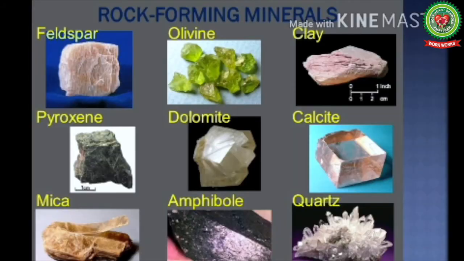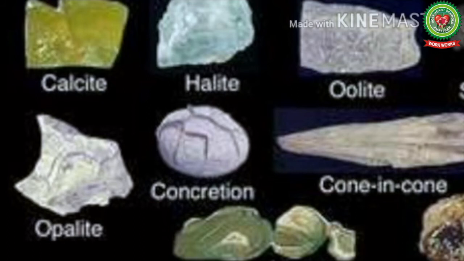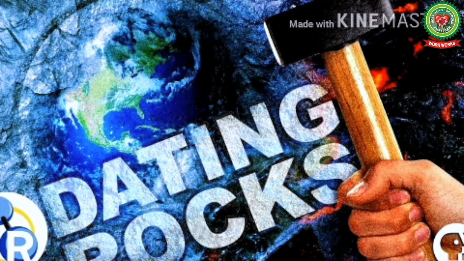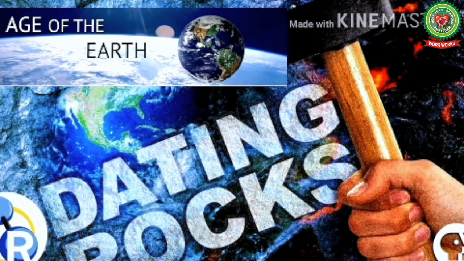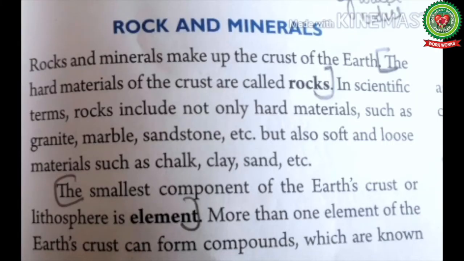There are about 2000 minerals found in the earth crust, out of which 12 are common all over the world and are called rock formers. A mixture of 2 or more minerals can form rocks. Rocks do not possess any sort of definite chemical composition and are helpful in dating the age of the earth. So now students, let's come back to our reading.